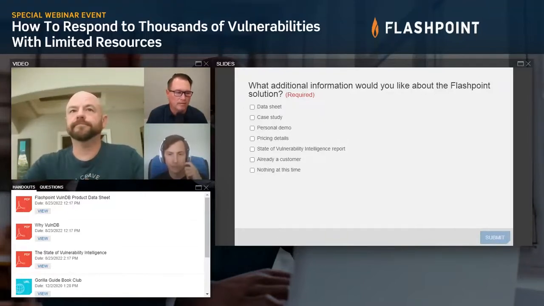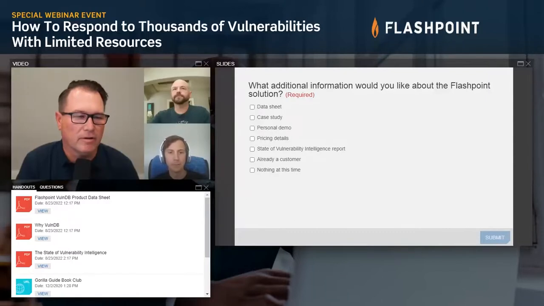Got it. Okay, excellent. Let's see, another good question here. Does Flashpoint partner with security awareness platforms to amplify the impact of VulnDB in an organization?